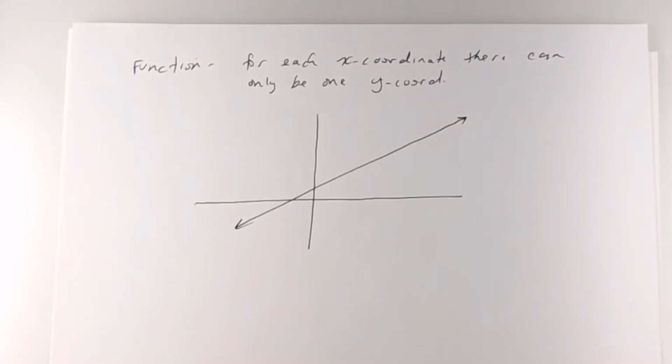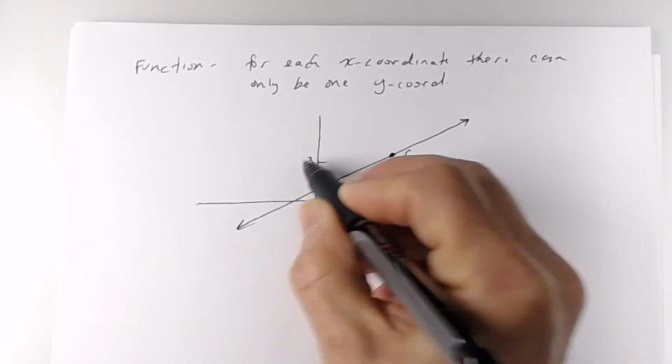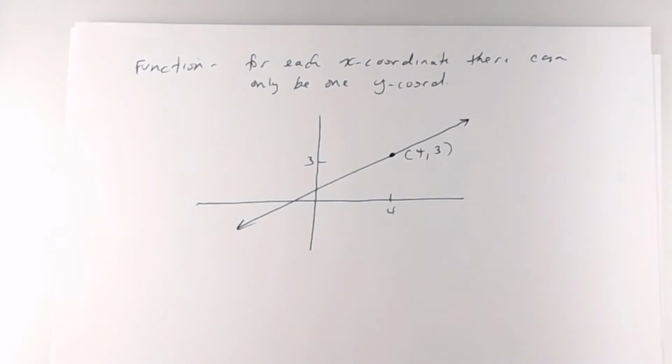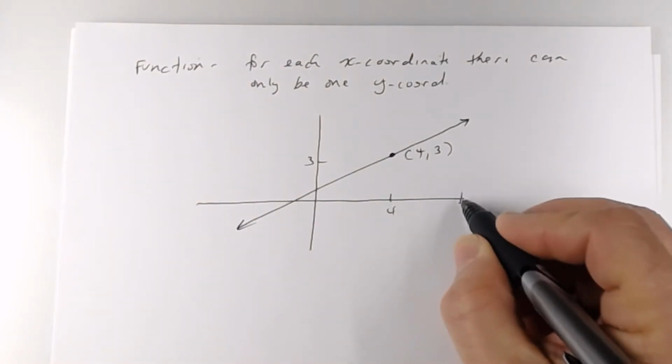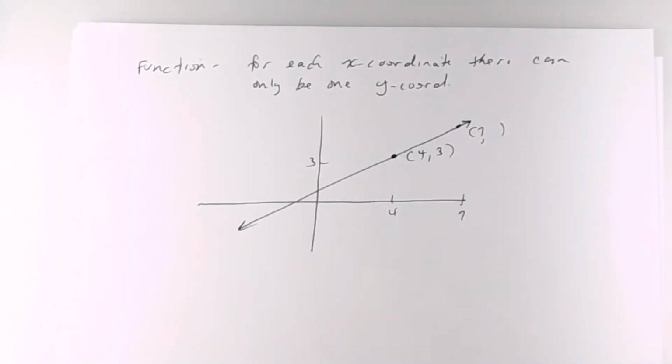This is a function because, look, for this point here, let's say this is 4 and this is 3. Do y'all agree that's the coordinates 4, 3? When x is 4, are there any other y coordinates on that line associated with 4? No. When x is 4, there's only one y coordinate. What is it? 3. When x is, let's say, 7, there's only one y coordinate. Y'all agree? So that's a function because for each x coordinate, there's only one y coordinate.